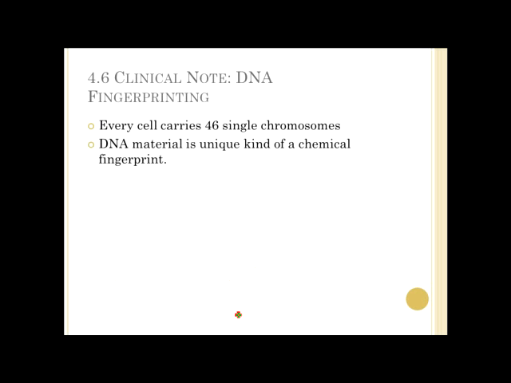Clinical note, and at this point, DNA fingerprinting, and pretty much everyone would know this if you've ever watched an episode of CSI. Every cell contains 46 single chromosomes. The DNA material is unique. It's a chemical fingerprint, so you won't find 2 people that are identical unless they are absolutely identical twins. And we'll talk about that later whenever we get into heredity, about chapter 19. So DNA fingerprints are unique in that you can identify one person from the next.